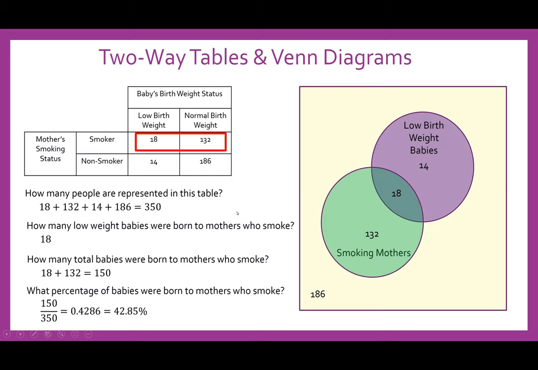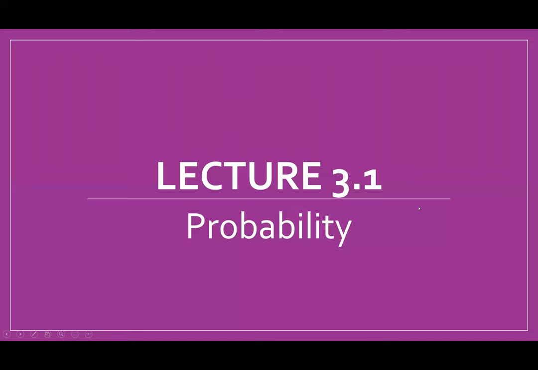Let's go to the table. Normal birth weight baby, a non-smoking mother. There's 186 of those. So that's why we represent the 186 here. It's telling us how many babies were born normal birth weight to mothers who don't smoke. So that's one region. Let's see if we can identify low birth weight babies with non-smoking mothers. So I don't want to have a smoking mother, which means I need to be outside of the green circle. But I do want to be a low birth weight baby, so I need to be inside the purple. So I've got to be outside green, inside purple. That represents this region here.